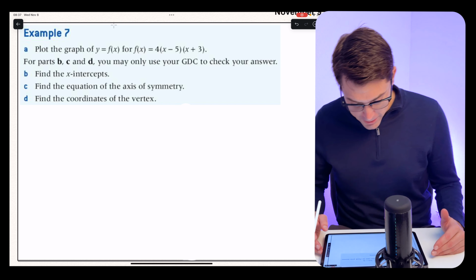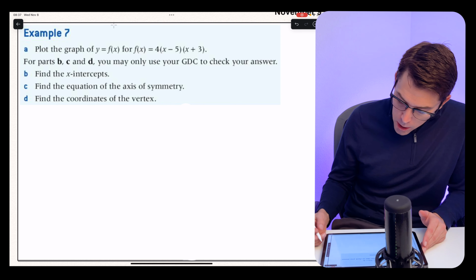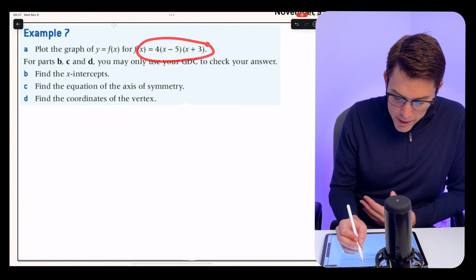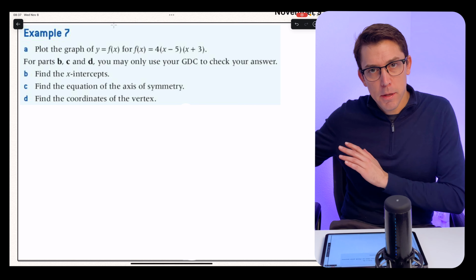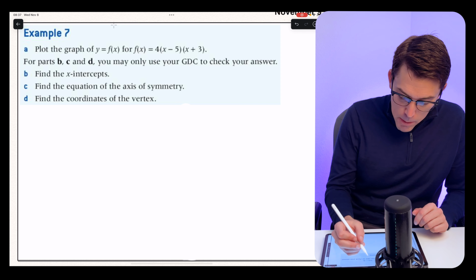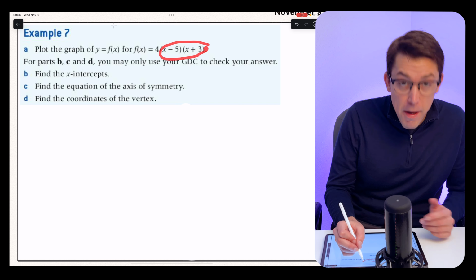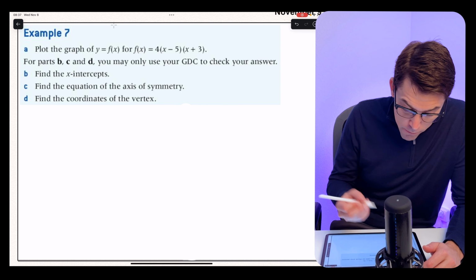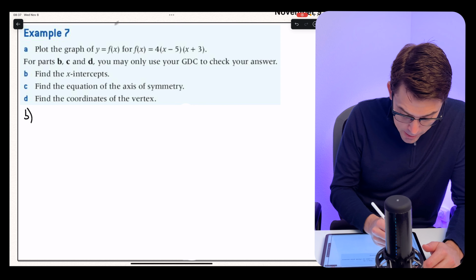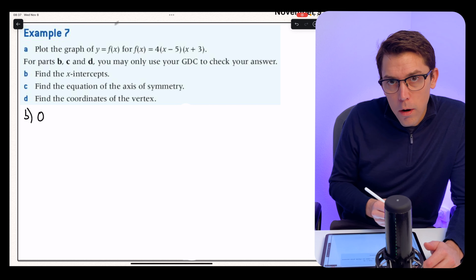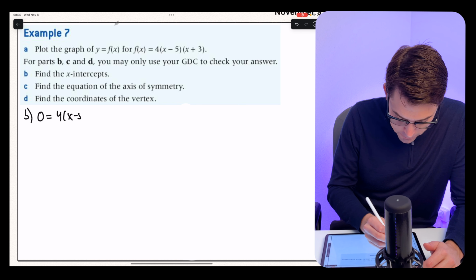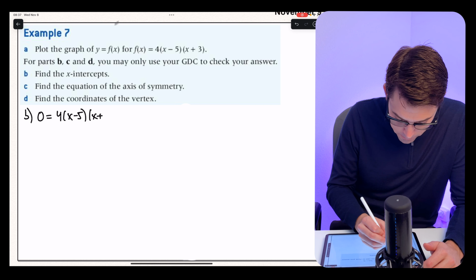So what are the x-intercepts? When we have a factored quadratic here, meaning it's not ax squared plus bx plus c, it's not expanded out, so this is factored. Well, what are the x-intercepts? Remember, whenever we have an x-intercept, that automatically means that our y-coordinate is 0, our output is 0. So we put 0 equal to (4x minus 5)(x plus 3).